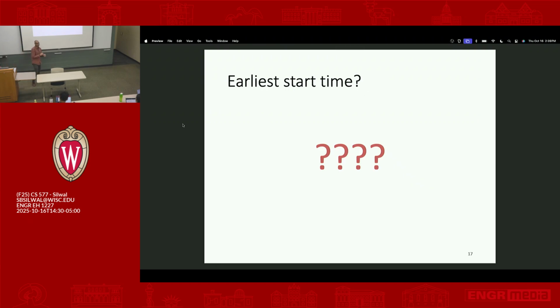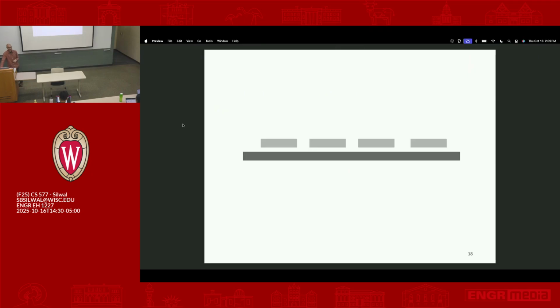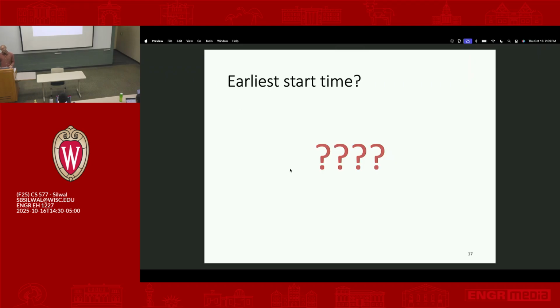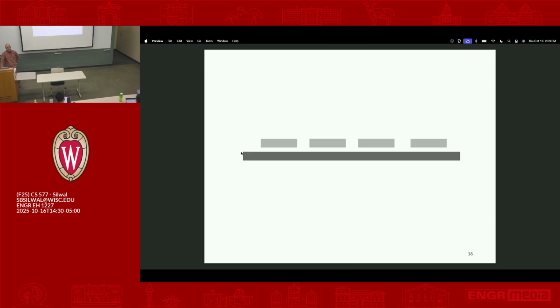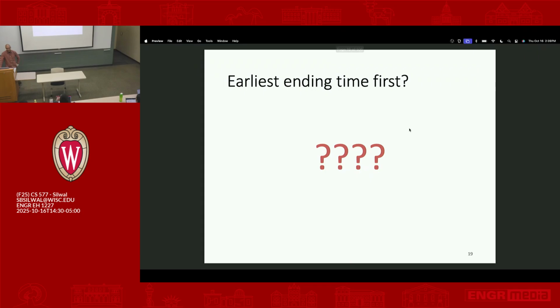So I'm not even looking at the length of the activities or anything else. I'm just saying which ones finish first. Okay, I don't care about the start time. Which ones finish first? Oops. Sorry, I messed up. Which one starts first? You can see this one starts first, but it lasts a really long time, so this also doesn't work.